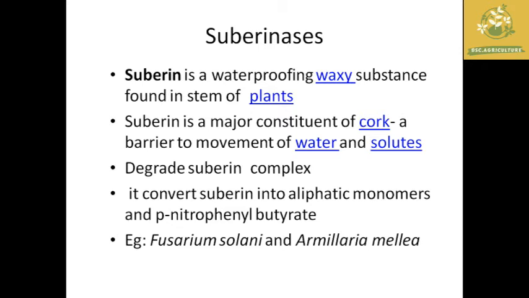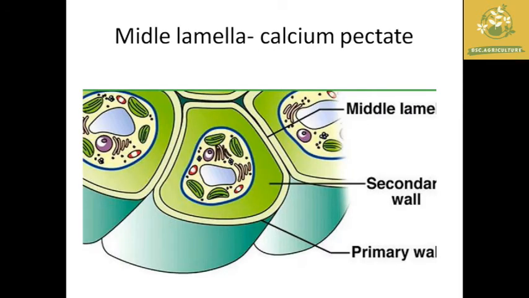So the degrading of the suberin complex is said to be done by the pathogen. Some of the examples are Fusarium solani as well as Armillaria mellea. So they use it to convert the suberin into aliphatic monomers as well as p-nitrophenyl butyrate when they enter into the host plant. After that we are going to see the middle lamella calcium pectate. So these are the pictures.